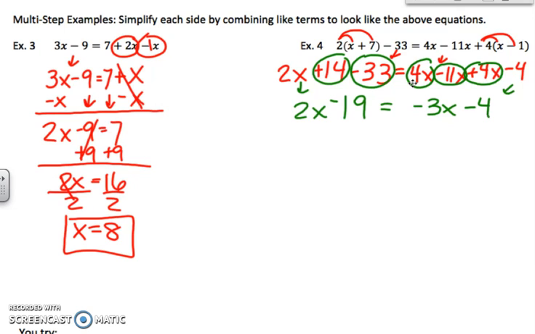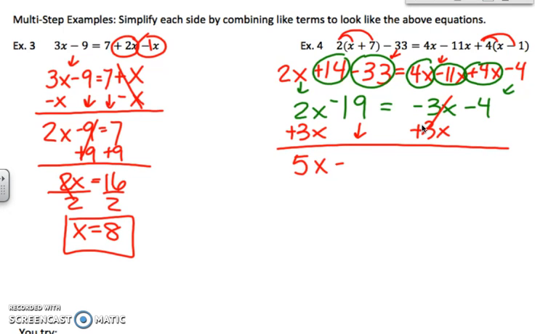So after all of that work, I've got a problem that looks like them on the front page. I cannot combine anything on the left side. I cannot combine anything on the right side. So now I need to move my variables to the left, my constants to the right. So I'm going to plus 3x on both sides. I'm going to make sure I do it under its like term. This will be a 5x. Bring down -19 equals bring down -4.